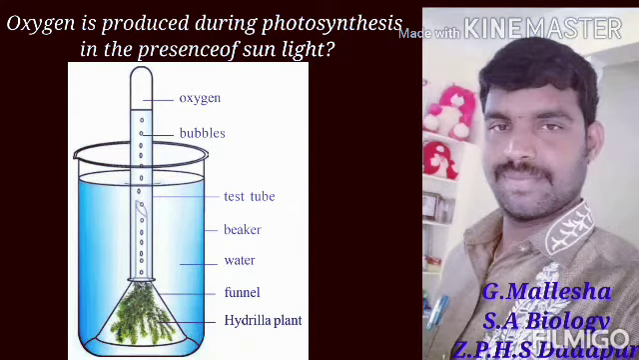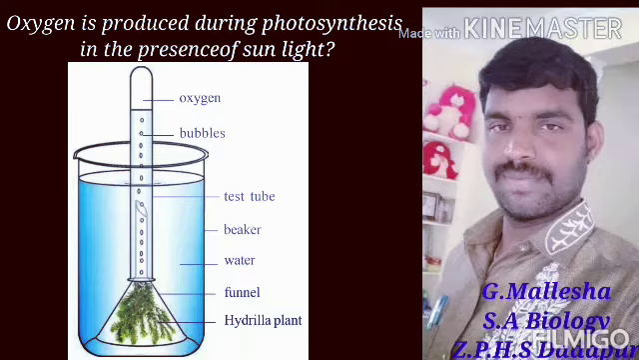During the photosynthesis process, green plants produce oxygen. How can you prove that oxygen is produced during photosynthesis? For this, we need some apparatus: a beaker with water, a test tube, hydrilla twigs, a funnel. Procedure: first of all, you have to take hydrilla plants in a funnel and keep it upside down in the water of the beaker.